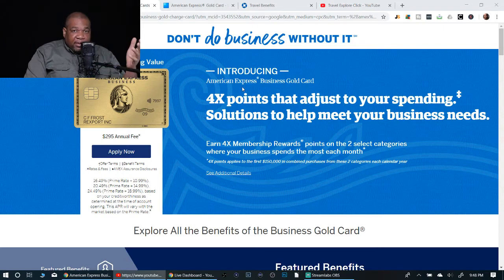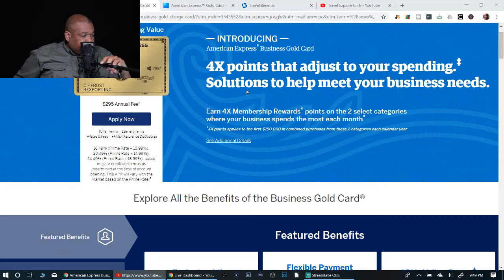I have a couple of business cards because I do have a photography business. So I have the Chase Ink Business Plus and the Chase Ink Business Unlimited card. I'm not really too interested in getting a business card, at least I don't think at this point when it comes to the American Express. But we can look at this card anyway, and maybe this card makes more sense to get than the other AMEX Gold.